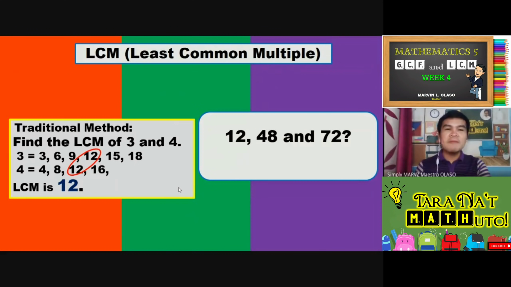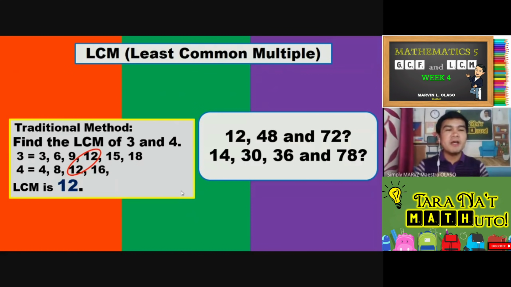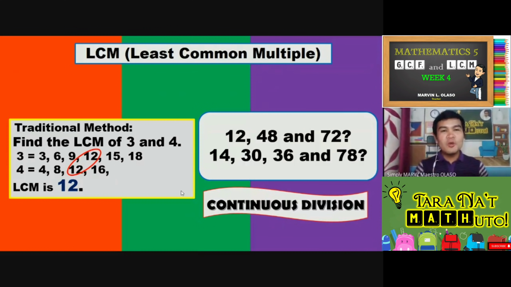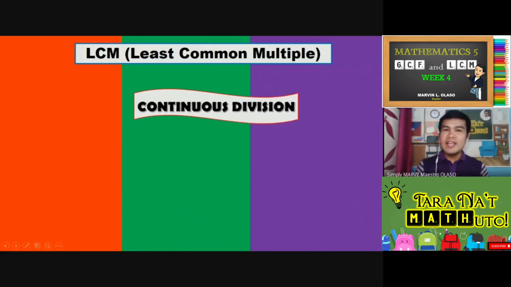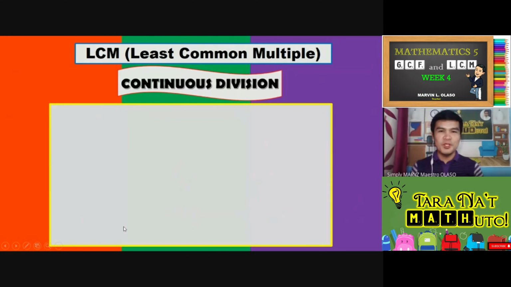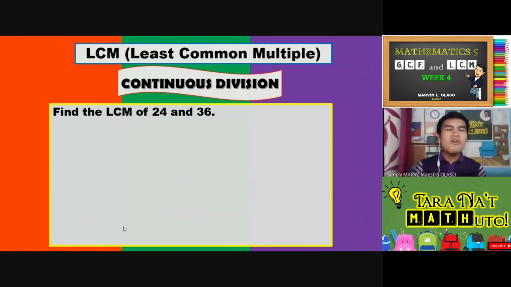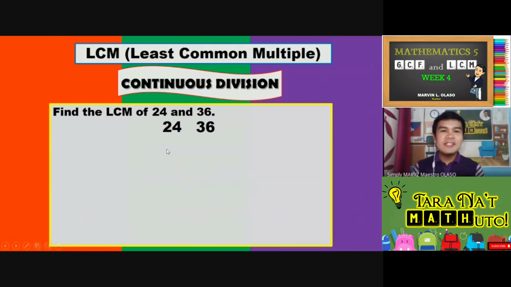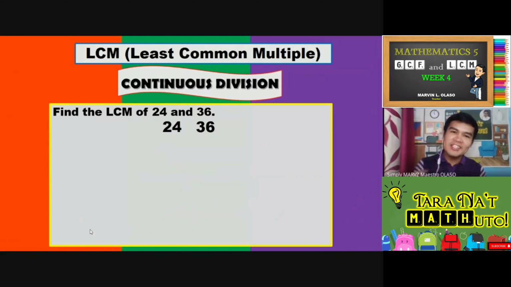What if, tulad na nasabi kanina, 3 ang given numbers, 4 ang given numbers, so it takes time sa paglilista ng mga multiple. So kaya, ang pinakamagandang paraan is to use the continuous division method, katulad kanina sa GCF. So, let's apply the continuous division method in finding the least common multiple. For example, find the LCM of 24 and 36. Okay, step 1, the same procedure. The same procedure with what we did in the greatest common factor.